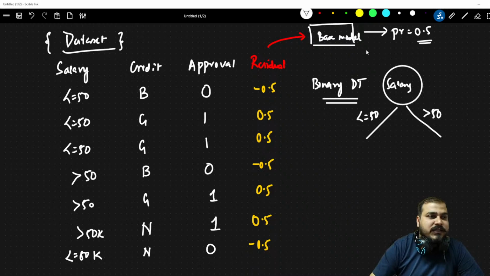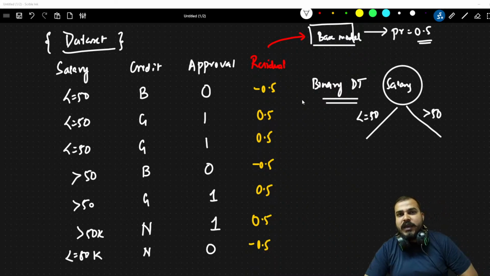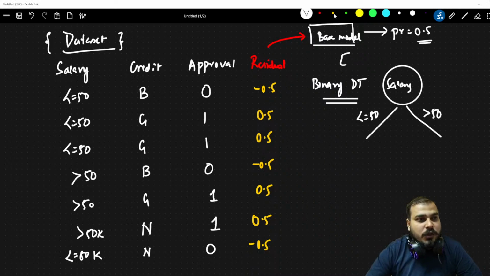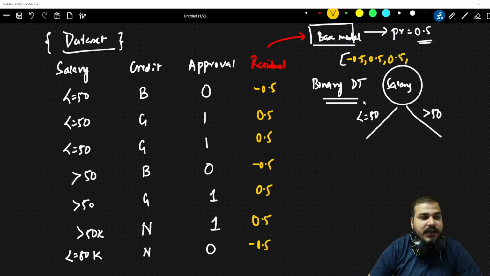Now let's understand how many values are there in this salary. Before the split, I'm going to use these residuals and train this entire model. Initially, these are my residuals: minus 0.5, then 0.5, then 0.5, then again minus 0.5, then 0.5, then 0.5, and finally minus 0.5. So these are my total residuals.